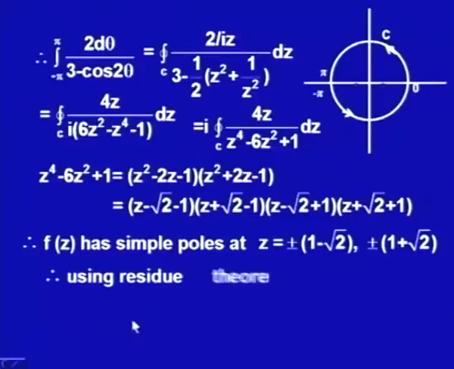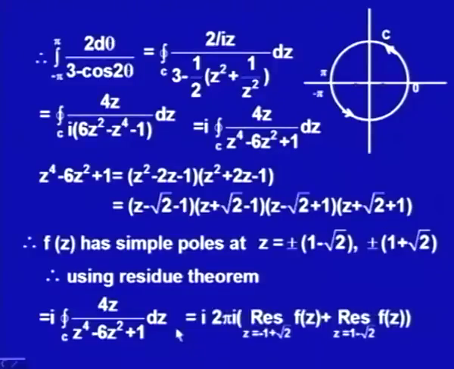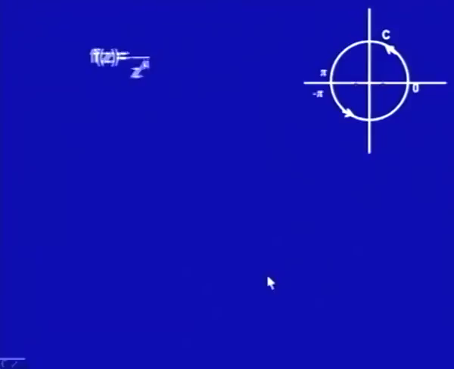Let us see, using the residue theorem I would get this integral as i times the contour integral of 4z upon z to the power 4 minus 6z square plus 1 dz, which is i into 2 pi i times the residue at z equal to minus 1 plus root 2 and the residue at z equal to 1 minus root 2 of the function f(z), where f(z) is this function. So, now first we will calculate our residues.